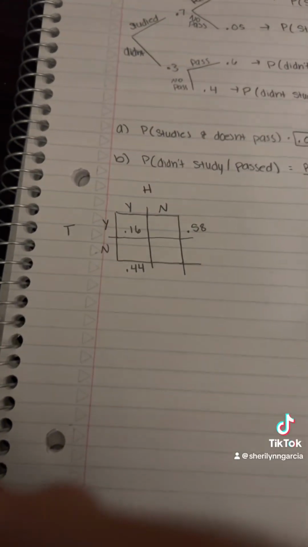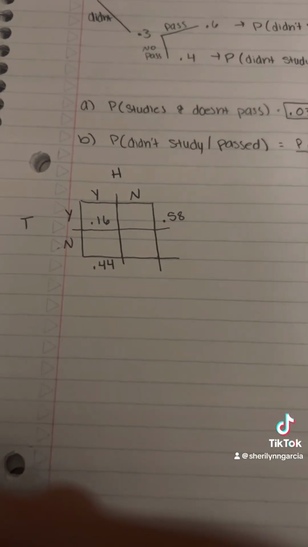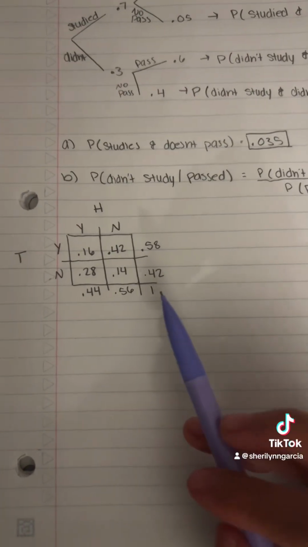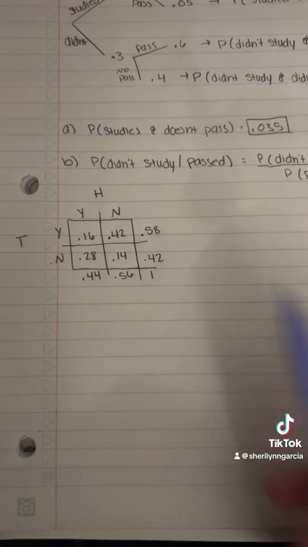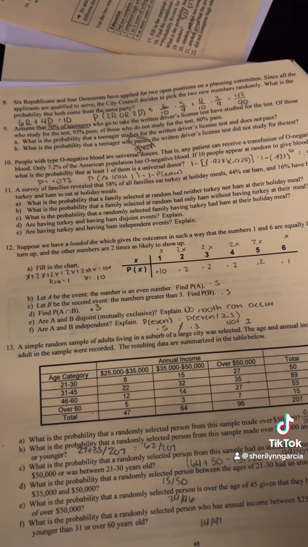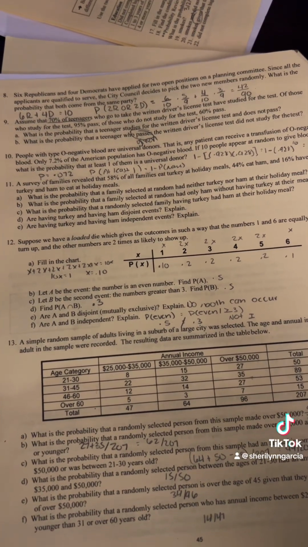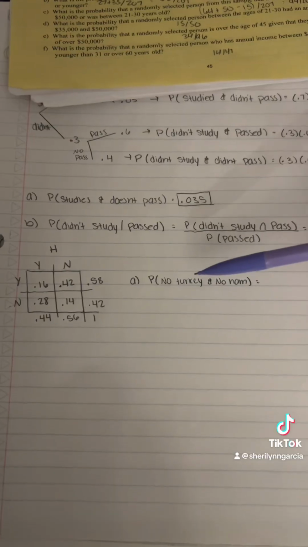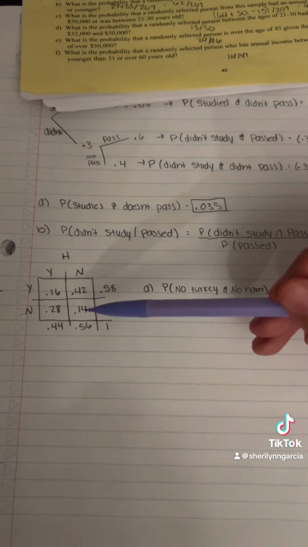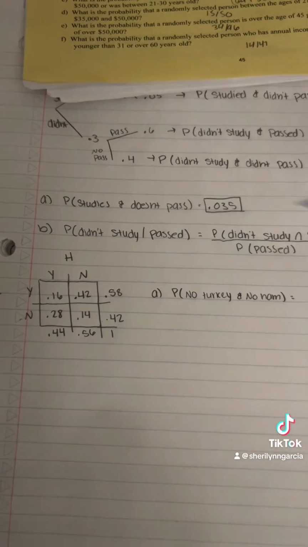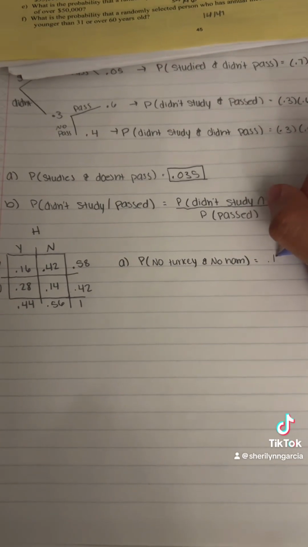So now you guys are going to have to, so this is what they give us, right? Now you have to fill in the other numbers by adding and subtracting them. Okay, so I added up all the numbers, and then the total should be equal to 1. Okay, now let's look at the questions. Number A says, what is the probability that a family selected at random had neither turkey nor ham at their holiday meal? So for this one, I said the probability that they had no turkey and no ham. So you're going to go here, you're going to find this, and it's just going to be this answer. You don't have to put it over anything. It's just this one. So it's going to be 0.14.